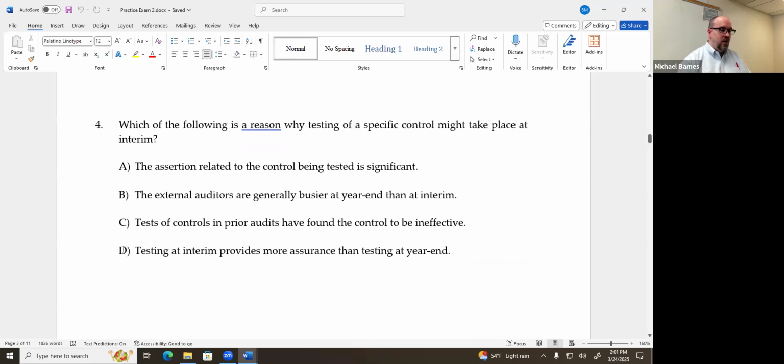Which of the following is a reason why testing of specific controls might take place at interim? What do you guys think? What would be the primary reason we want to do things at interim as opposed to year end? Maybe we're a little bit less busy at interim than we are during year end? Yep, that's our answer. External auditors are generally busier at year end than at interim.